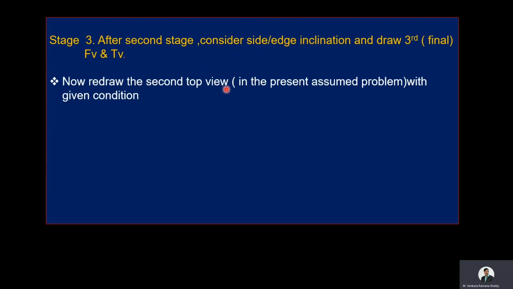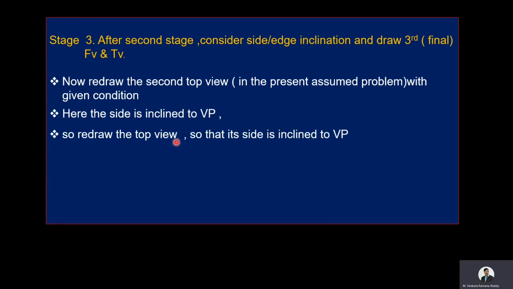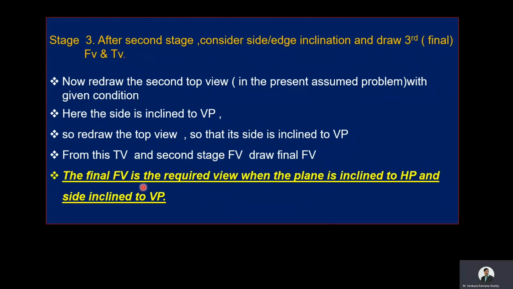Now, redraw the second top view in the present assumed problem with the given condition. Here, the side is inclined to VP. This is the given condition. Now, redraw the top view so that its side is inclined to VP. From this top view and second stage front view, draw final front view. The final front view is the required view when the plane is inclined to HP and side is inclined to VP. Now we will see the pictorial presentation related to the third stage solution.